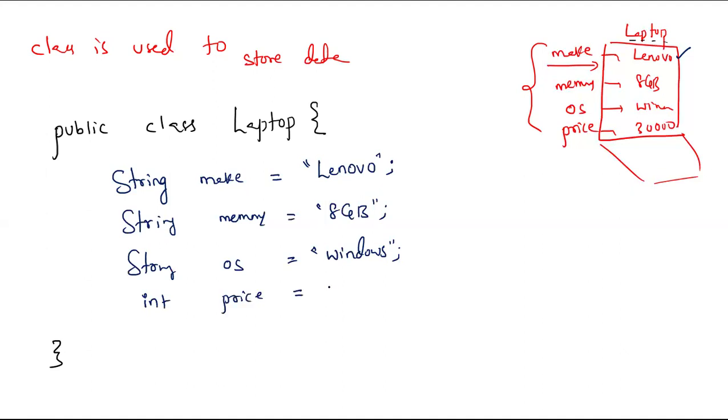No comma, please. Normally we write the value as 30,000 like this, but in a programming language, this comma is not allowed. So this is how a class is used to store the data. Understood? If this is clear, now here's the next point.